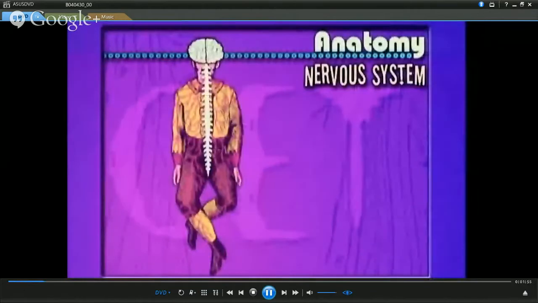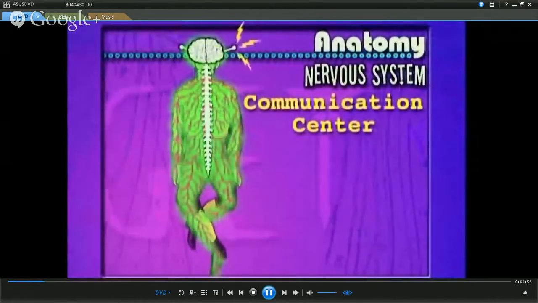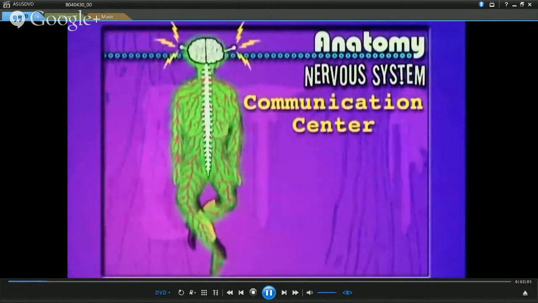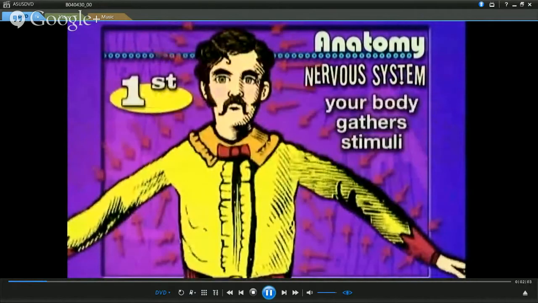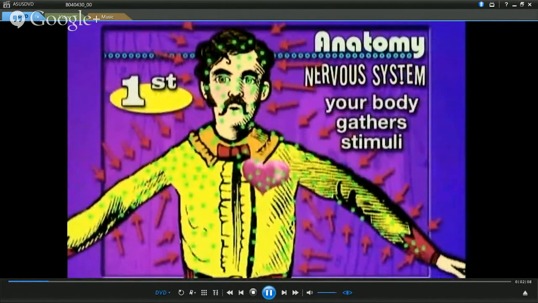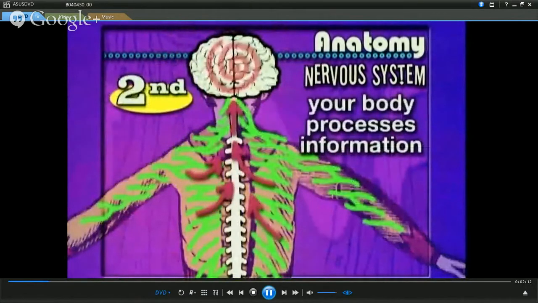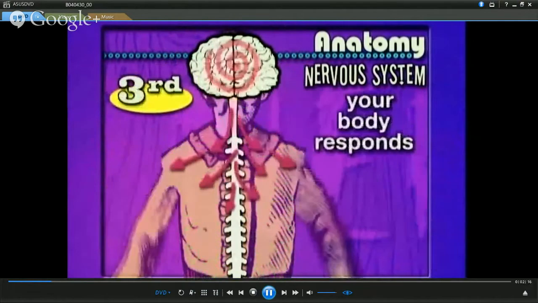Your nervous system is the communication center of the body. This precision instrument controls things through three basic steps. First, your body gathers stimuli from the outside world and inside your body through millions of tiny receptors. Second, your body processes all this information and decides what to do. Third, your body responds in some way.